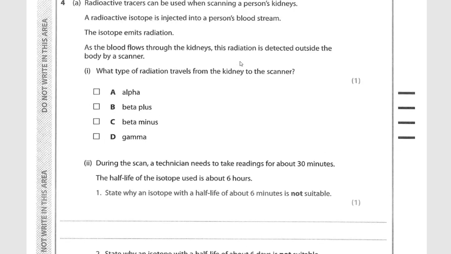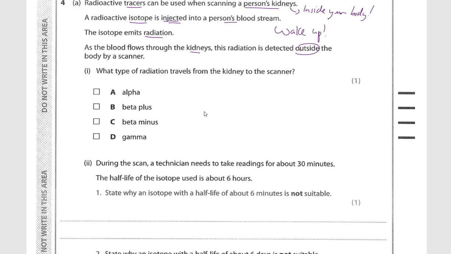Now here we go. This is the one that many people, I was surprised, got wrong. This is the question that we need to wake up. Very easy question, guys. We have a tracer that is used when scanning a person's kidney, and the kidney is inside your body. It even tells you here that the radioactive isotope is injected inside the person's body. The isotope is going to emit radiation, which goes through the kidney. Radiation is detected outside the body.